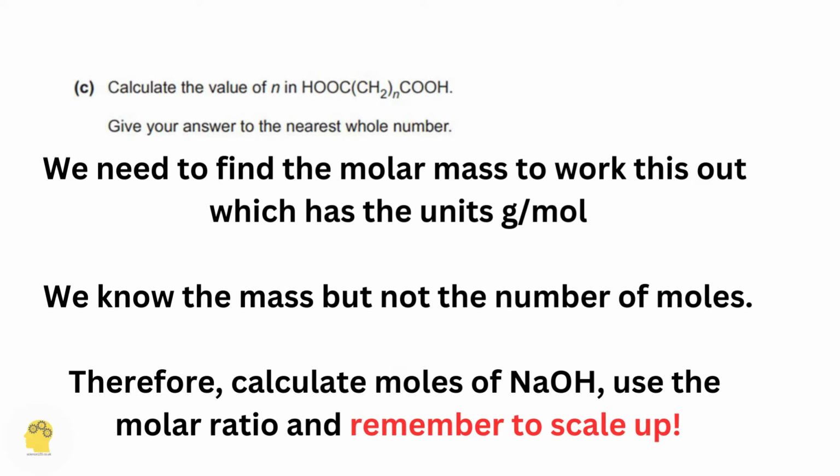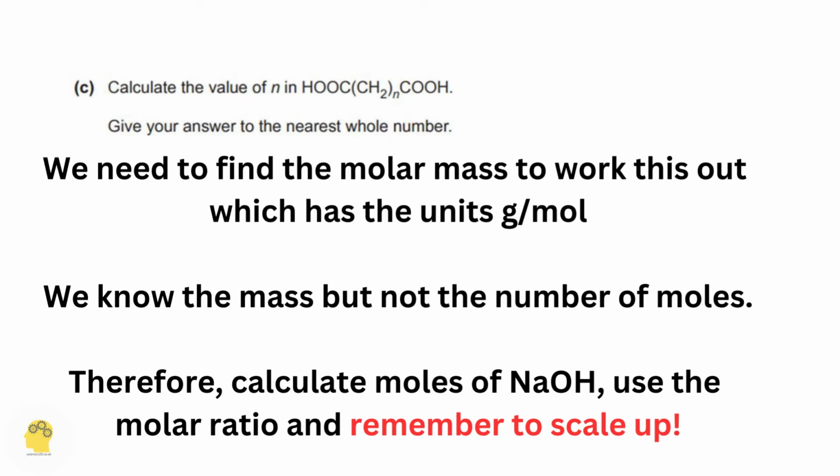N tells us the number of repeating CH2 units in the formula of the acid. To find it, we need to know the overall molar mass of the acid, which has the unit of grams per mole. We know the mass of the acid because this was information given in the question, but we do not yet know the number of moles.